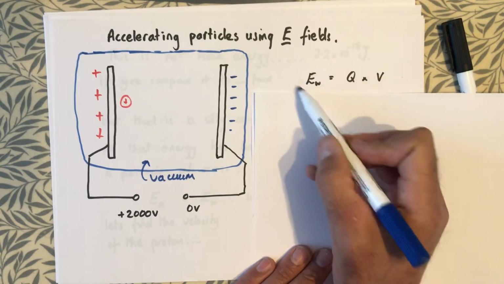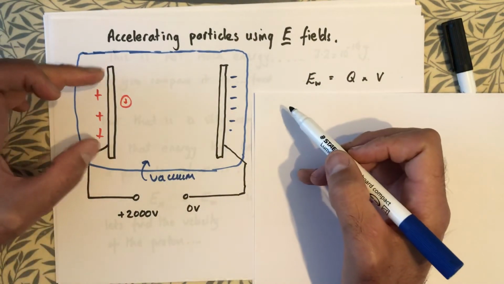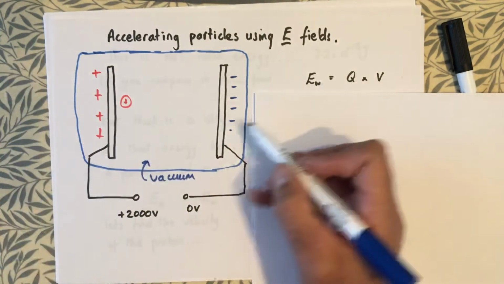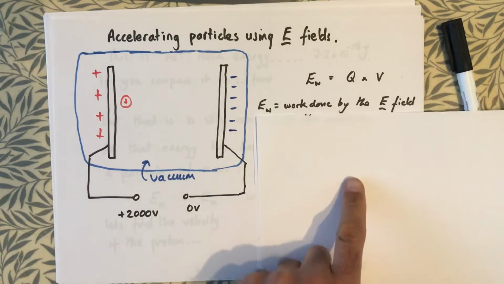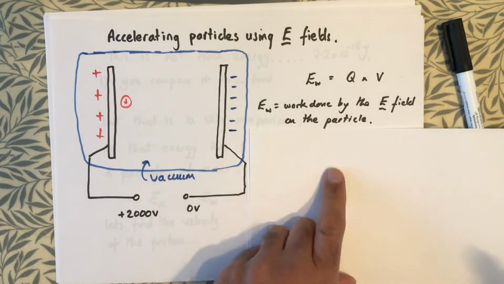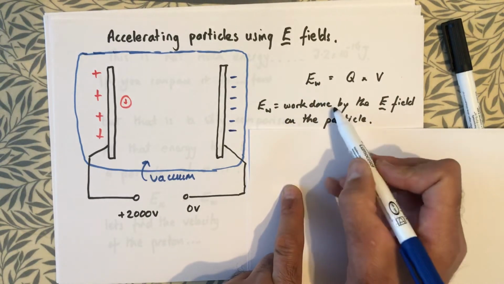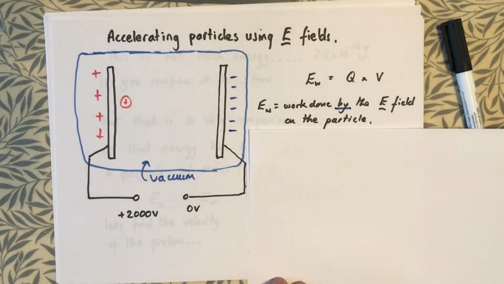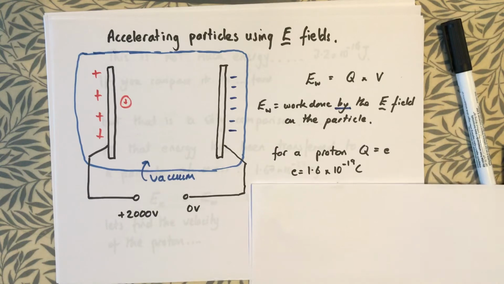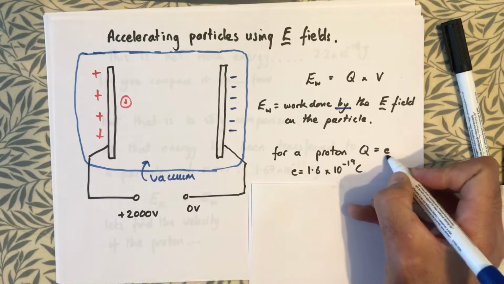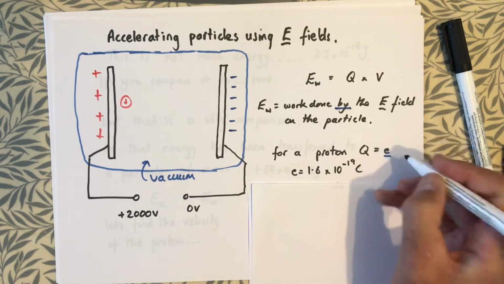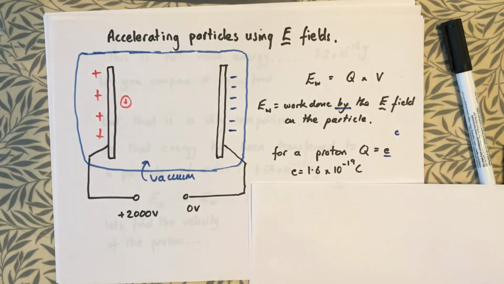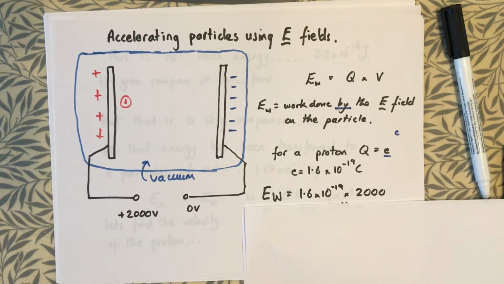And the energy it gains from this field, because it's going to be pushed by the repulsion from this positively charged plate and attracted to this negatively charged plate, the energy that's gained is going to be the charge times the voltage. So the EW, the energy gained, is the work done by the electric field on the particle. The particle is gaining energy, it's gaining kinetic energy. Okay, now for a proton, the charge is equal to the charge on the electron, e, which is the fundamental constant. So in the same way that c is the speed of light, little e is the charge on the electron, which is 1.6 times 10 to the minus 19 coulombs. So I can easily work out my work done.